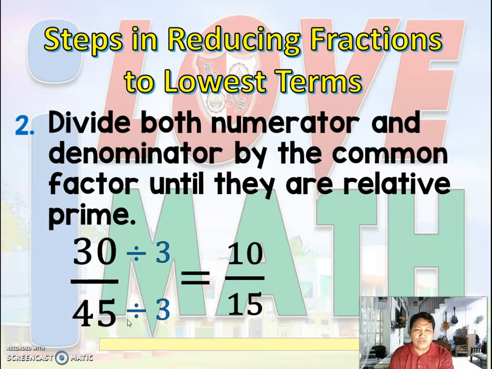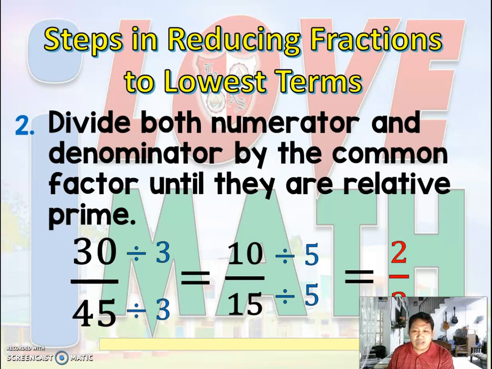Is 10 over 15 already in lowest terms? No, they are not, because they are still divisible by 5. Let us divide both 10 and 15 by 5. 10 divided by 5, 15 divided by 5, so the answer will be 2 over 3.